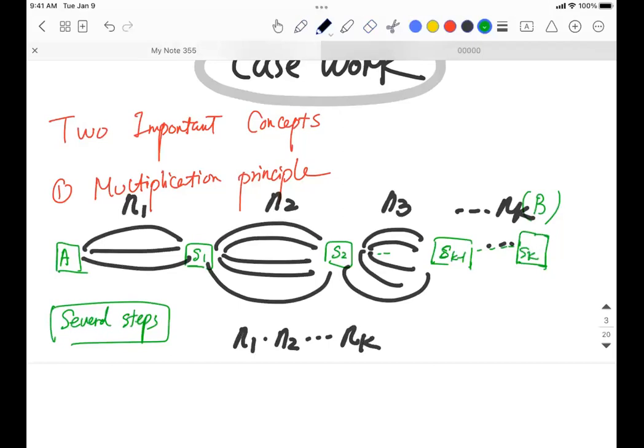So this is something quite understandable. I think you guys already know that from day one, right? Just a quick recap for you guys. This is the multiplication principle.